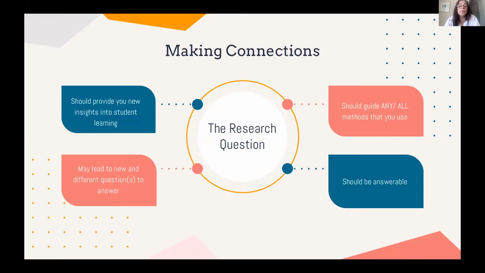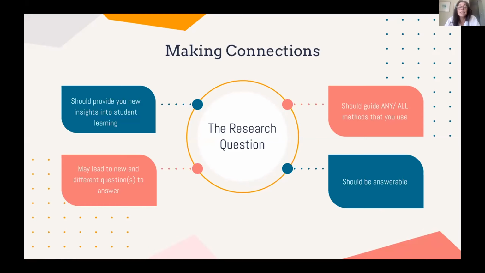So it should be answerable. And sometimes it's too expensive to do research or it's too time consuming. It has to be very realistic based on what resources you have. The research question might and should lead you to new questions, especially for classroom teachers. You might be going into a classroom yourself.